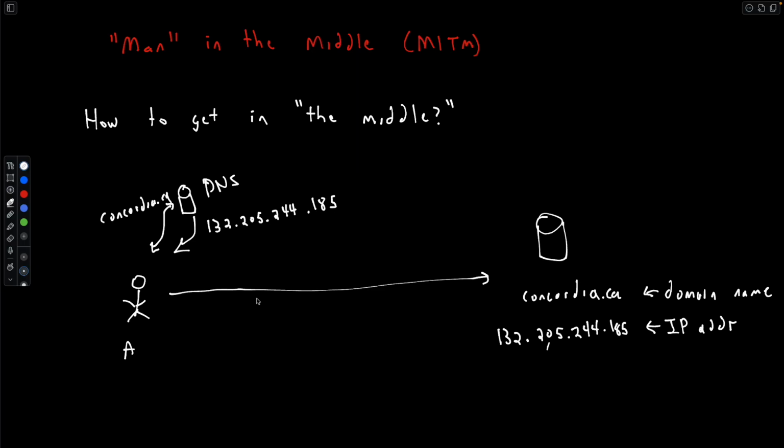Okay. Now you have the IP address. You can put a packet, and you can put the IP address on the outside of the packet, and the internet will figure out somehow how to route it.